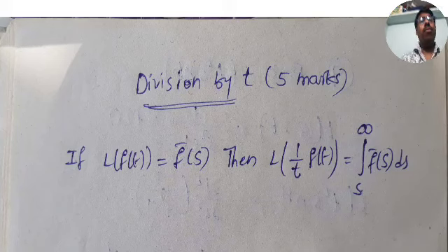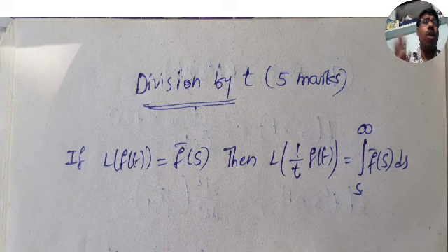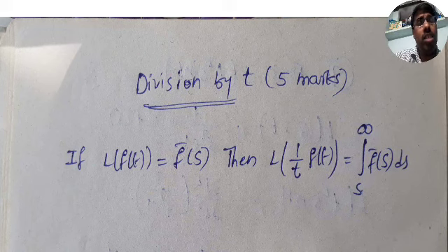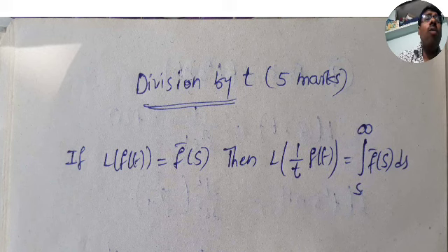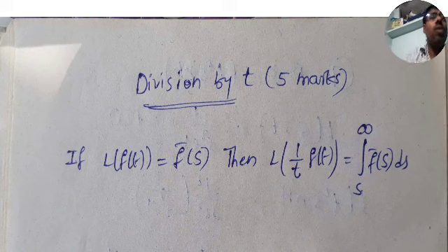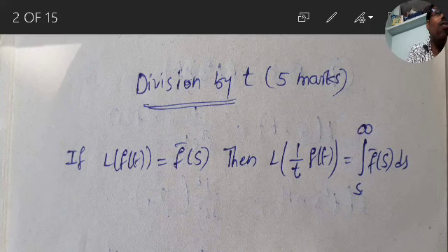What is division by t? This is division by t. Again I am saying, it is a 5 marks question, you will surely get it. Division by t: if L of f of t is equal to f bar of s, then L of 1 by t into f of t is the integral from s to infinity of f bar of s ds. This is division by t.